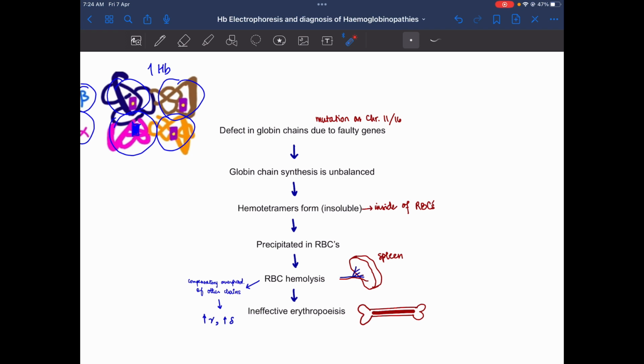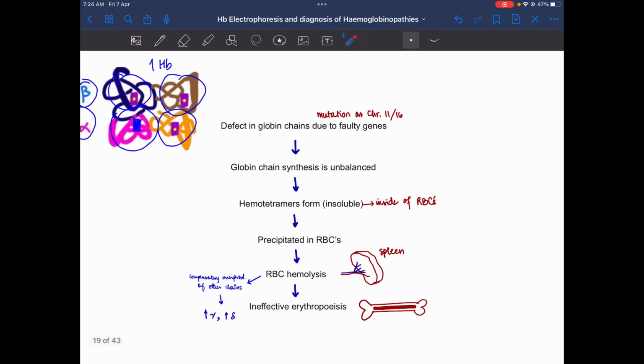That's going to form hemotetramers. Again, we talked about how alpha and beta exist in a 1:1 ratio, right? So if you have decreased alpha globin chain production, for example, you're going to have excess beta globin chains that have no alpha to bind with. All of these unpaired beta globin chains are just going to bind together with each other and form these hemotetramers. And this is abnormal, right? So they're going to be insoluble, and they form inclusions in RBCs. They're going to precipitate in these RBCs.